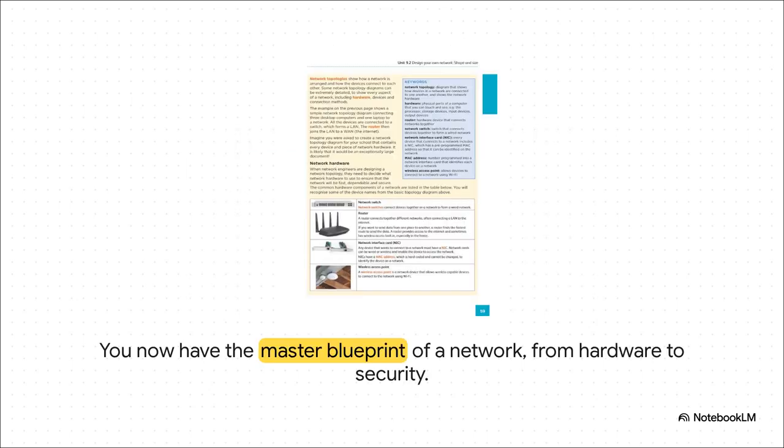Okay, so let's circle all the way back to our blueprint from the beginning. It should all make a lot more sense now, right? You can see the physical pieces, the switch for internal traffic, the router for getting to the outside world. You can see the star layout, giving everything its own clean connection. And you can picture those invisible layers on top. TCP/IP letting everything speak the same language, and a firewall standing guard. And just like that, you have the whole picture.